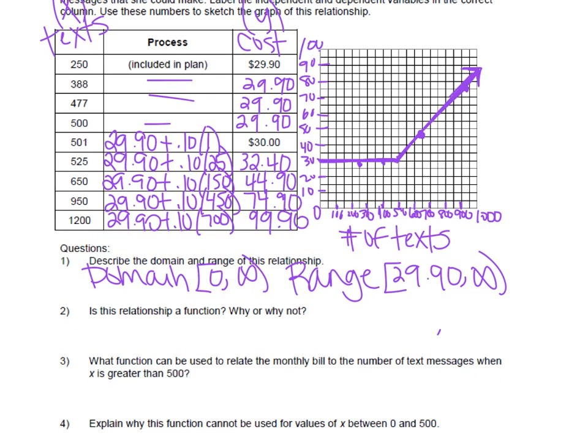Moving on to number 2. Is this relationship a function? Why or why not? Yes, it is, because it passes the vertical line test, and there's also no repeating x's.